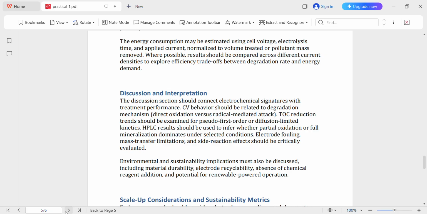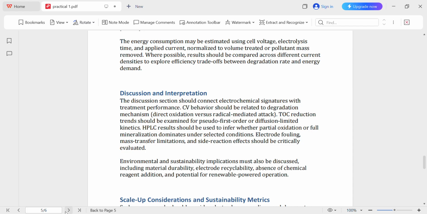Next is the discussion and interpretation. The discussion section should connect the electrochemical signature with the treatment performance, which means explaining how the data from the experiment, CV, HPLC and the TOC, relate to how well the pollutant is removed. Basically, link what the electrode and the reaction show with the actual cleaning results.